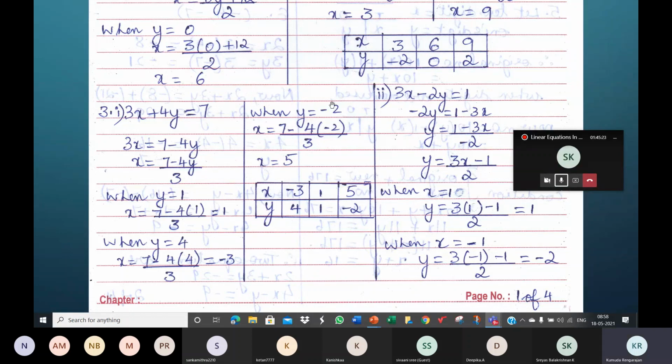Now, children, after getting the first point, y minus 2, x 5, let me just tell you using this. What I did here is I tried 0, did not work. Then I tried 1. When y is 1, 4 into 1 is 4, 7 minus 4 is 3, 3 by 3 is 1. So when y is 1, x is 1. Both are integers. It's convenient to plot.